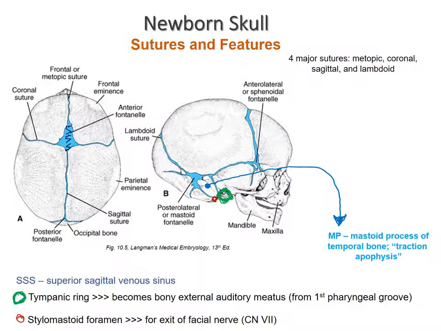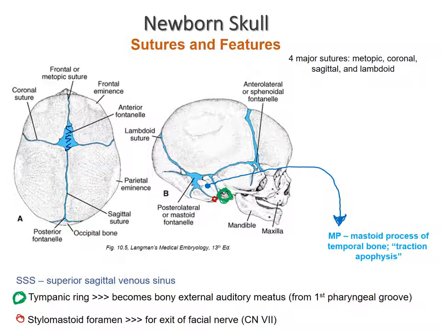Located behind the external auditory meatus is the future mastoid process of the temporal bone. This part of the bone is an example of a traction apophysis that will grow in response to the pull placed on this area of bone by the sternocleidomastoid muscle.